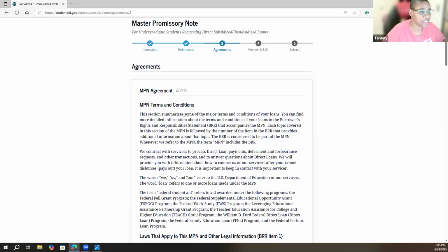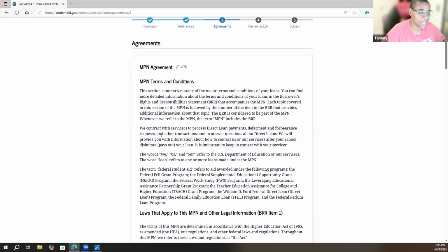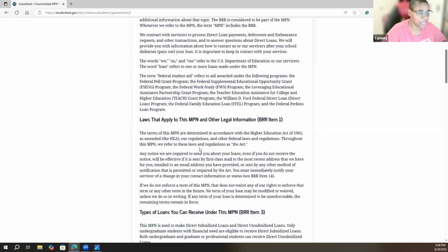So it tells you this section summarizes some of the major terms and conditions of your loans. You can find more detailed information about the terms in your borrower's rights and responsibilities that accompanies the master promissory note. Each topic covered in this section of the MPN is followed by the number of the item in the BRR that provides additional information. They tell you that they contract with servicers to process direct loan payments, deferments, and forbearances, and so forth. You can go back and read that.